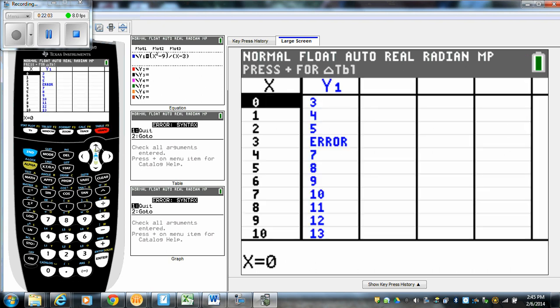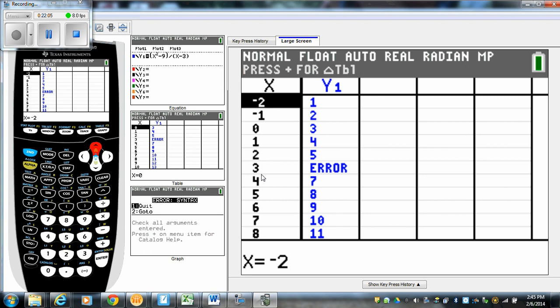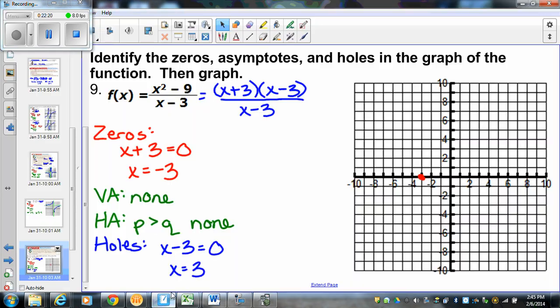What we want to do is scroll through the table and notice that when we go to where x is 3, we have an error. That's because there's a hole there. But if you look close to it, when x is 2 and when x is 4, I'm at 5 and then I'm at 7. So if I was willing to make a bet, I would say that I have a hole at approximately (3, 6). So I'm going to draw a big open circle there. I know it's really big, but I want my teacher to be able to see that it's right there.